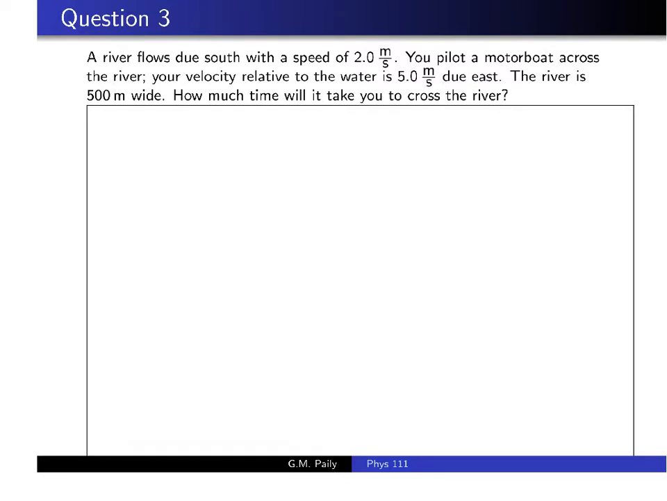We are told the river is 500 meters wide, and we are asked how much time it will take to cross the river. The river is flowing south. To cross the river, we are moving in the east-west direction. So, the 500 meters wide refers to the distance in the east-west direction. To determine the time, all that matters is our motion in the east-west direction.